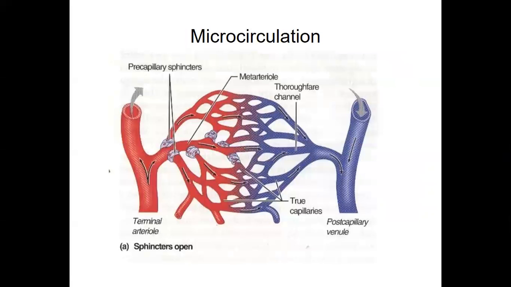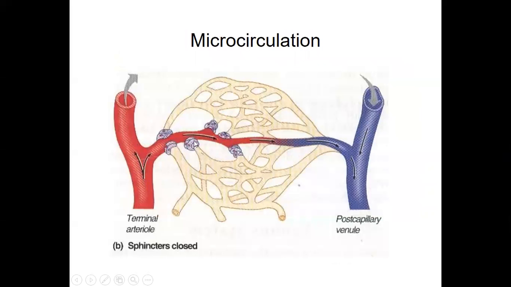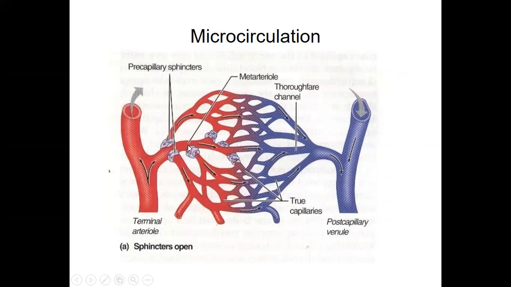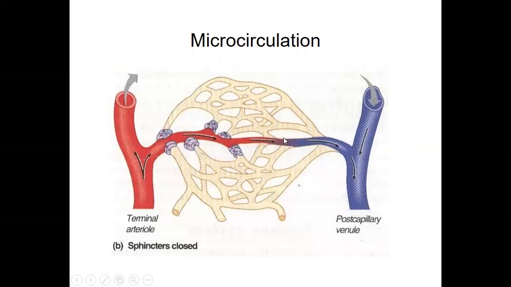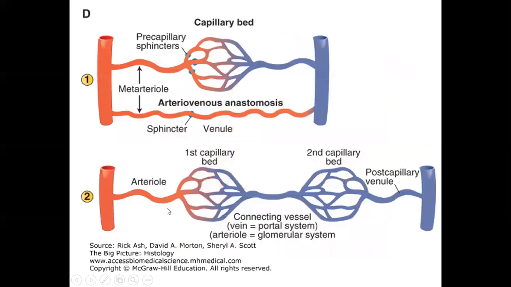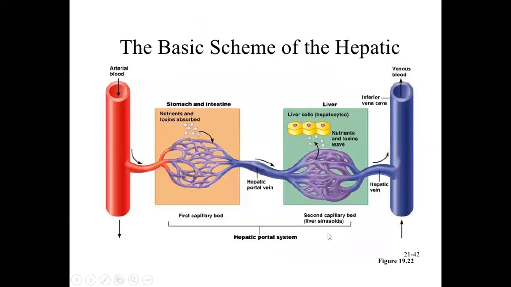This is just to show you the microcirculation. Whenever the precapillary sphincter is open, you can see the blood will flow through the capillary. Whenever the sphincter is closed, the blood will flow through the metarteriole, the middle channel, which is open and closed. So I have explained the portal system and its two capillary beds.